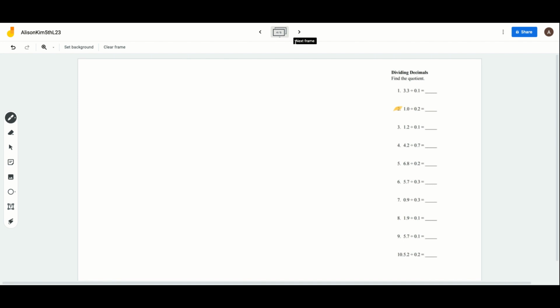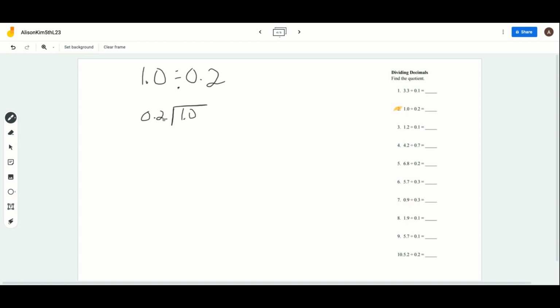Now let's move on to dividing decimals. We're going to do number 2 together. You get 1.0 divided by 0.2. Oops, let's make that darker. So we're going to have to divide 0.2 into 1.0. So 1.0 is going to go inside, and then 0.2 goes on the outside.